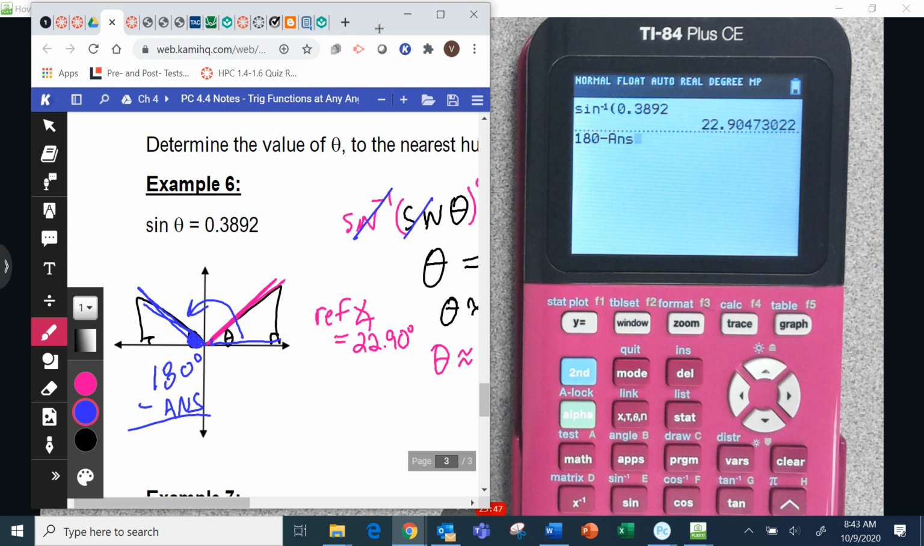With the newer calculators, you could do 180 minus, and then you can go up and grab that number and pull it down. Not everybody's calculator will do that. Everybody's will do this, so that's what I'm showing. And we get approximately 157 point.